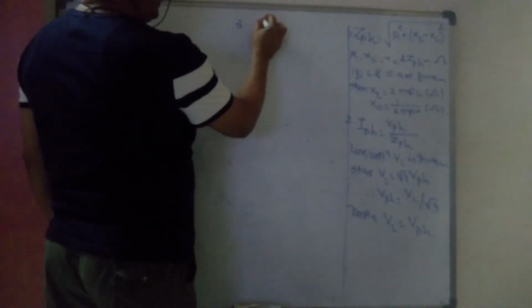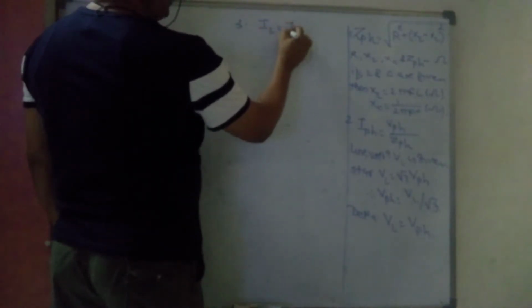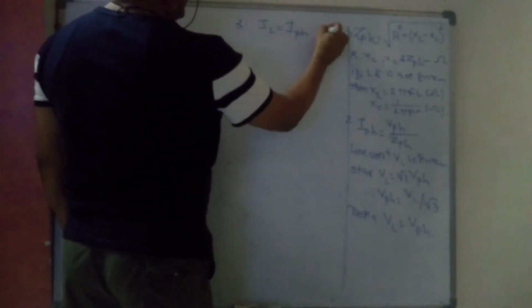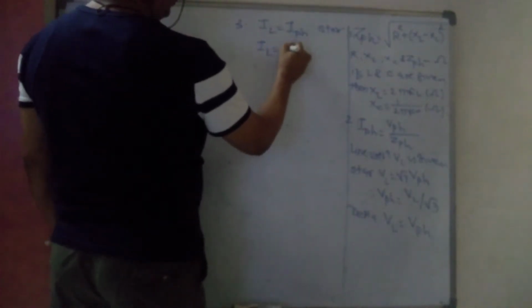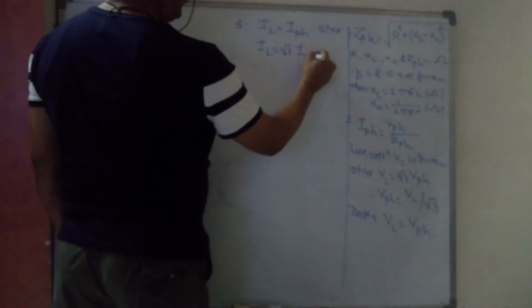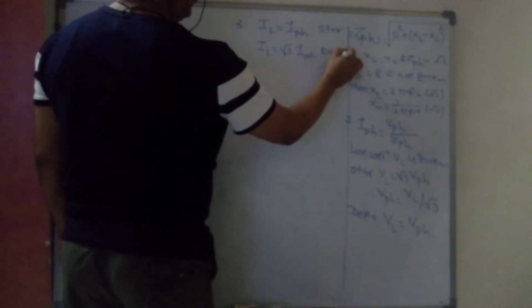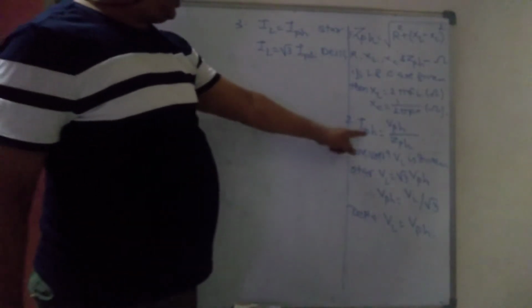Then third, IL is equal to IPH for star, and IL is equal to root 3 IPH for delta. This is IPH, put it here.